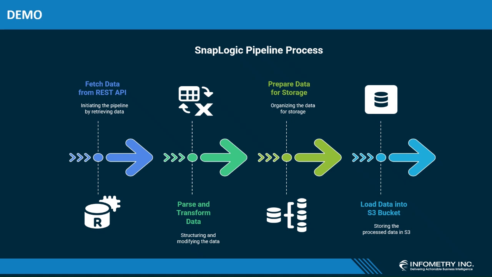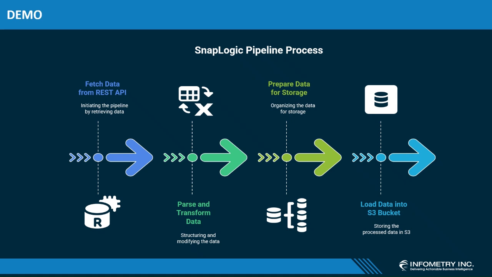Once the data is retrieved, the next step is parsing and transforming it. Here we convert the raw API response into a properly structured format. For example, cleaning the data, flattening JSON, or applying business logic. So this ensures the data is ready for the next stage.